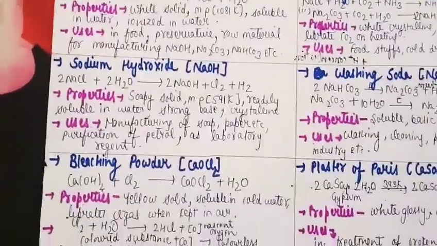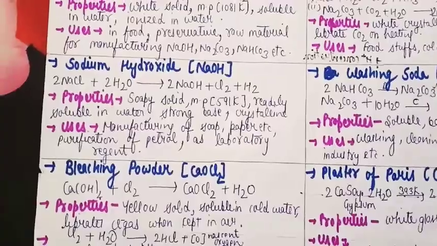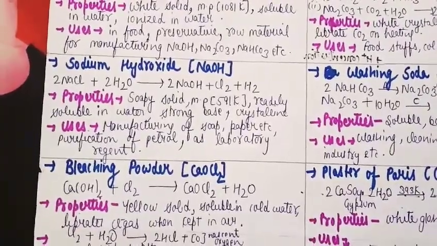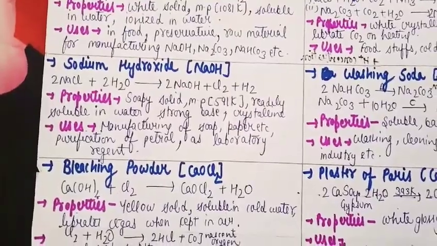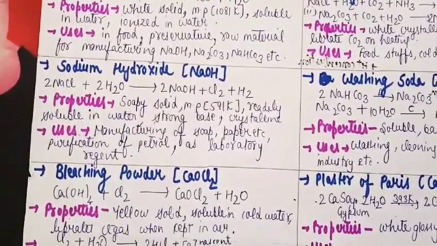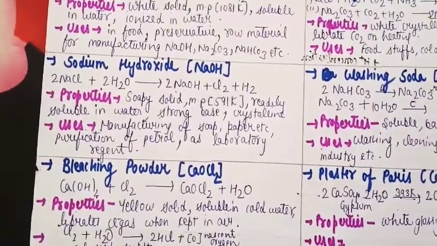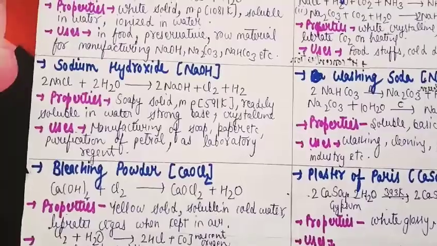The second salt we are taking here is sodium hydroxide. Now, how can we prepare this? When we react NaCl, sodium chloride, with water, we obtain NaOH plus Cl2, that is chlorine gas, and H2, that is hydrogen gas. This is the reaction by which we can prepare NaOH, that is sodium hydroxide.